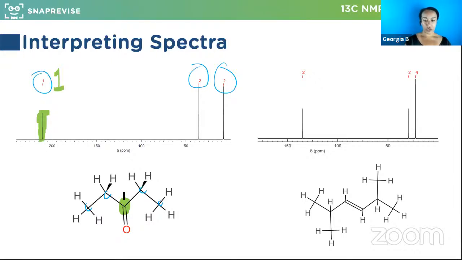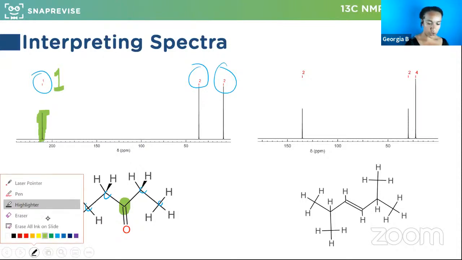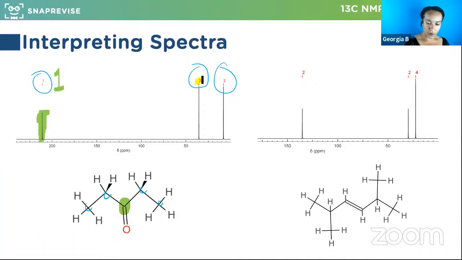In that case, we've got two other peaks. Both have 2 carbons in that environment because it says 2 on the top. So we know there are 2 carbons in each other environment. So which carbon is going to belong to this peak?